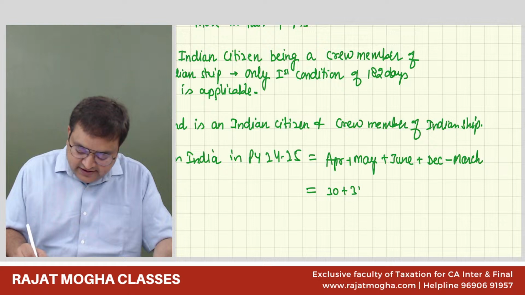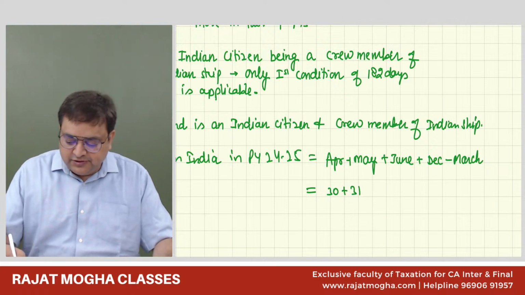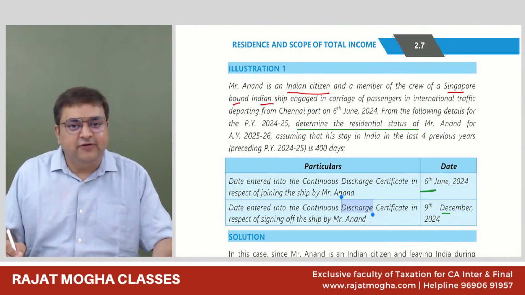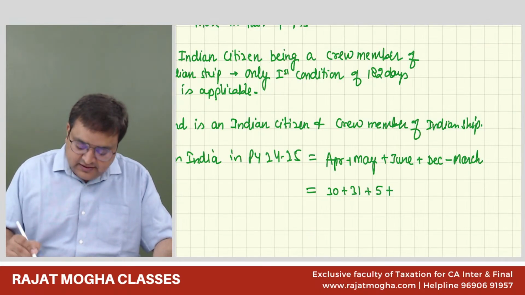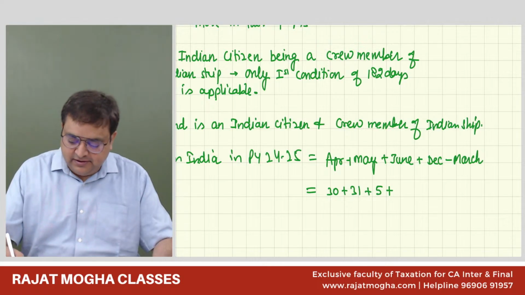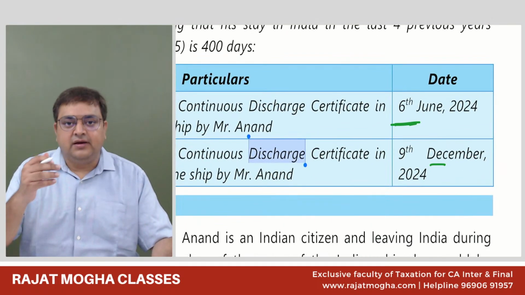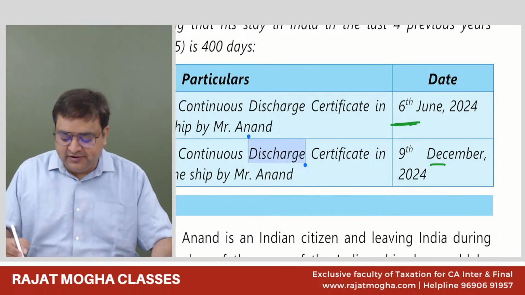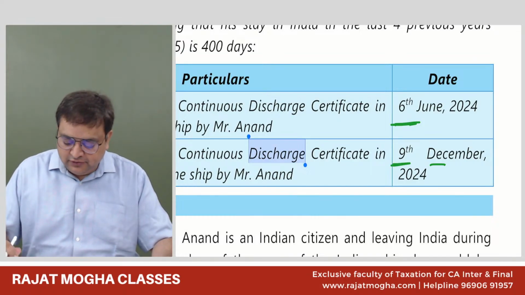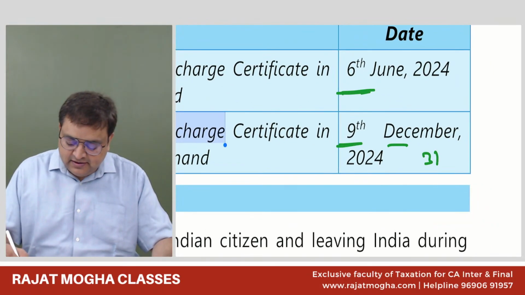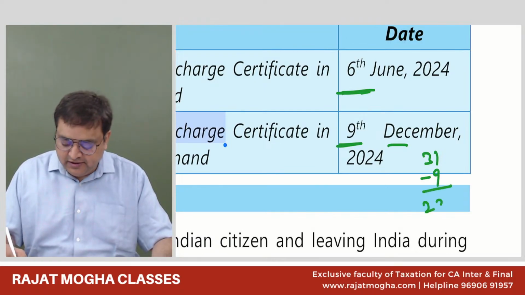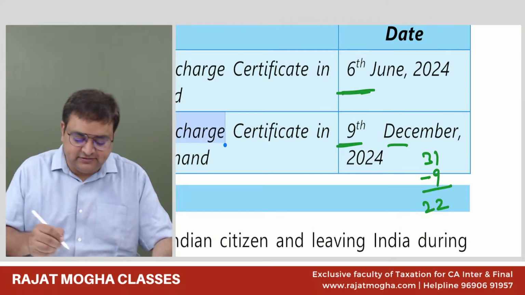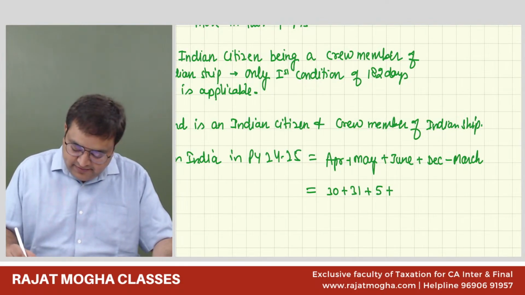Since his stay is less than 182 days, therefore, Mr. Anand is a non-resident in previous year 24-25, because we have already mentioned that he has to satisfy only the 182 days condition, and now we are writing the conclusion that his stay is less than 182 days, so he will become a non-resident in previous year 24-25.